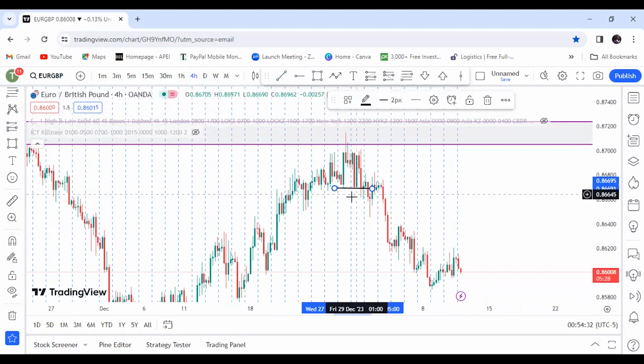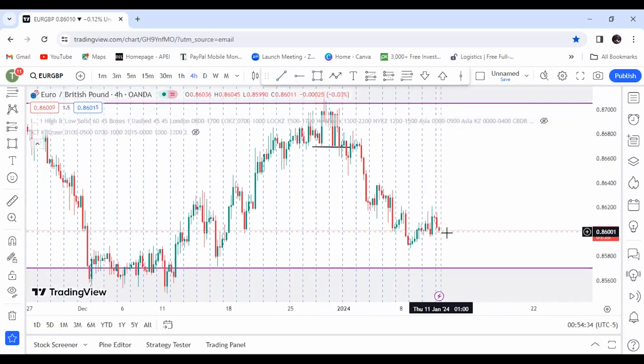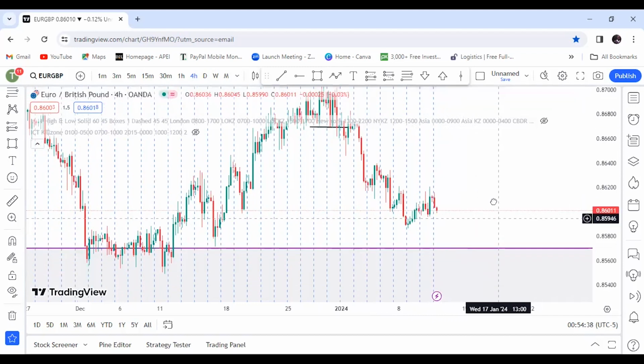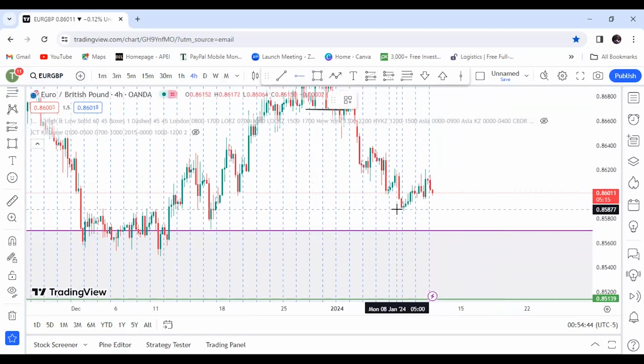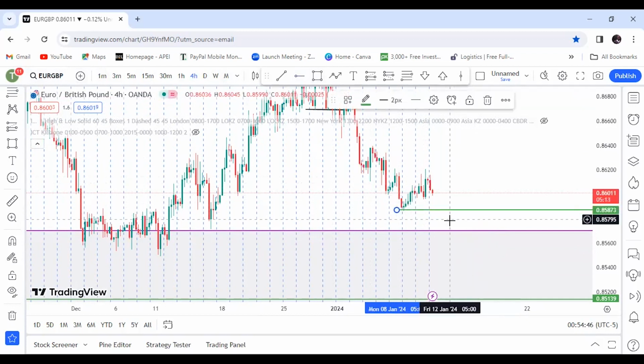That's when we had the break of structure, and since then the market has been on the downside. So from where the market is at the moment, I want to see the market push all the way maybe to that level first before coming down to this particular level.